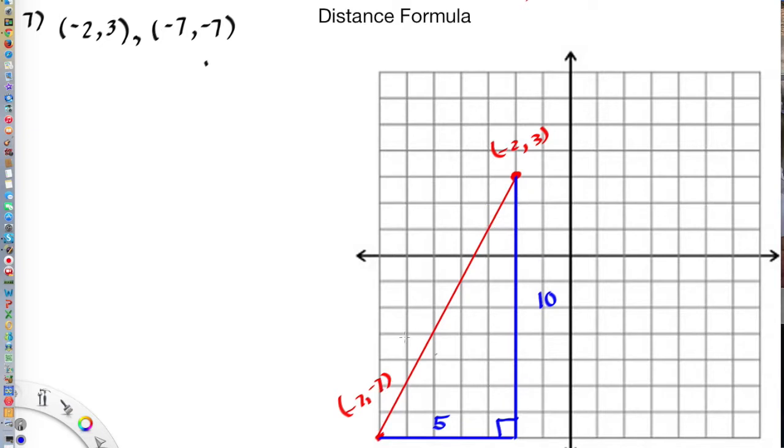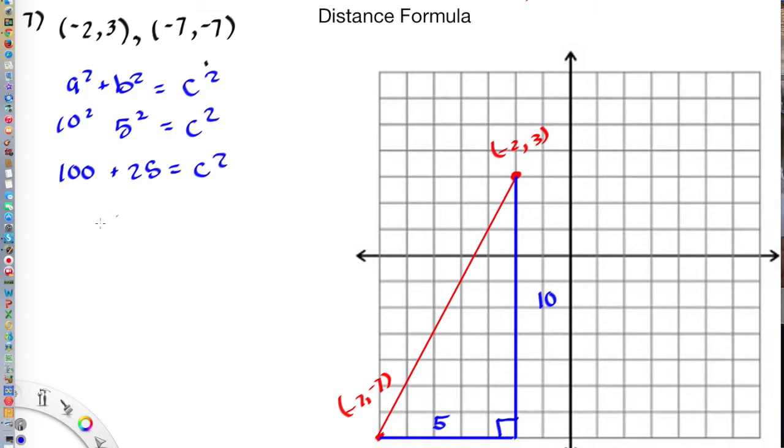Okay, now we've got enough information to use the Pythagorean theorem to find our missing side, which is side c, or the hypotenuse. And we have a squared plus b squared is equal to c squared. a would be 10, b would be 5, and c is what we're trying to figure out. So we have 100 plus 25 is equal to c squared, which is 125 is equal to c squared. And then we don't want to know what c squared is, we want to know what just c is. So we need to square root that, and what we do to one side of the equation, we do to the other.